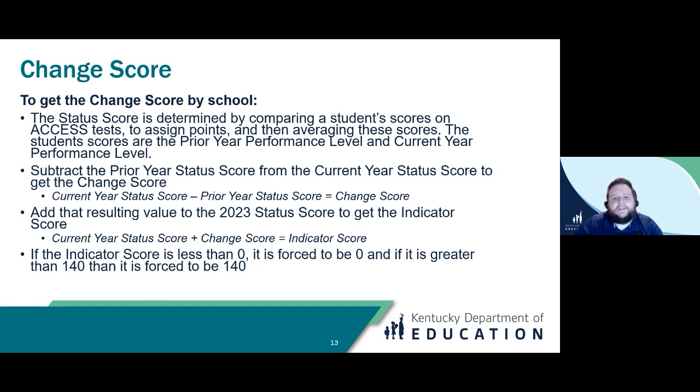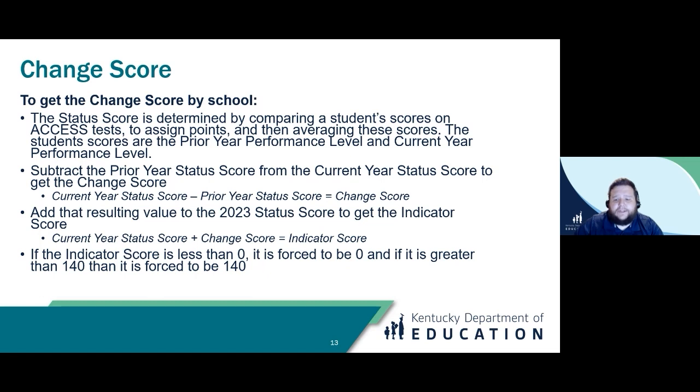First, we begin with the status score. This score isn't just a static number, it represents change. It's calculated by comparing a student's performance level on either the WIDA ACCESS or the Alternate ACCESS tests from year to year. We use the EL tables to allocate points based on their performance, and then we take the average of those points to get our status score.